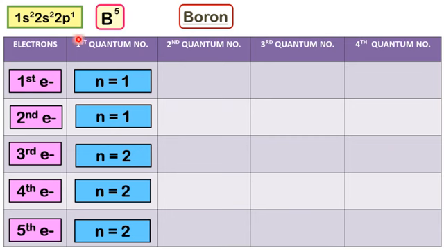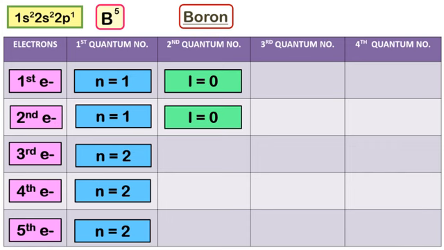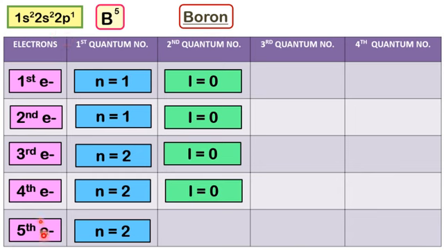So the first electron of the boron is located in the S. So we can say that L is equal to 0 because it is S. How about the second electron? The second electron is still S. So L is equal to 0 still. The third electron is in the S, so L is equal to 0. The fourth electron is in the S, so L is equal to 0. And the fifth electron now is in the P, so L is equal to 1. So the values of L have equivalent values of ML, or the third quantum number.